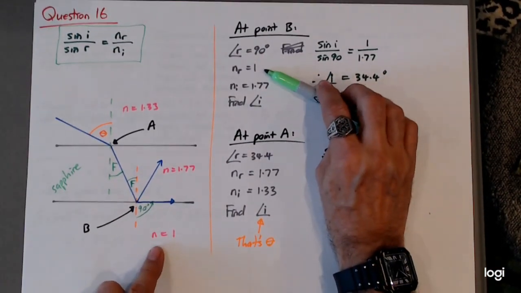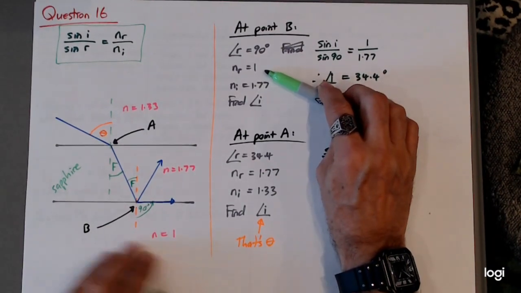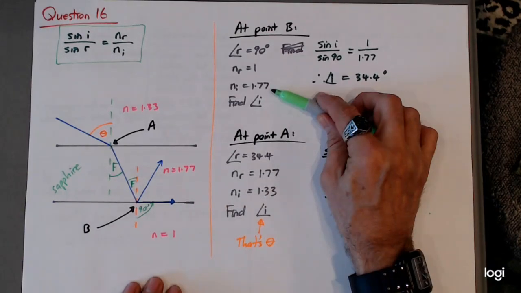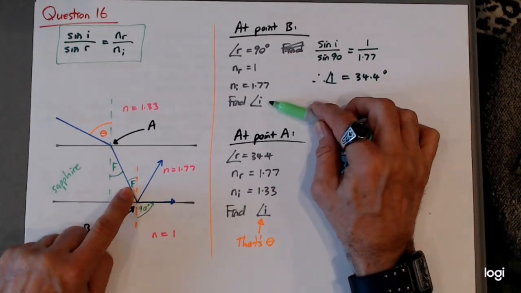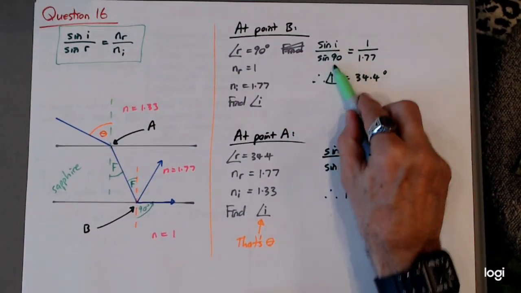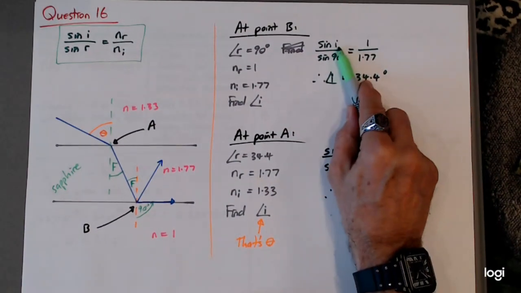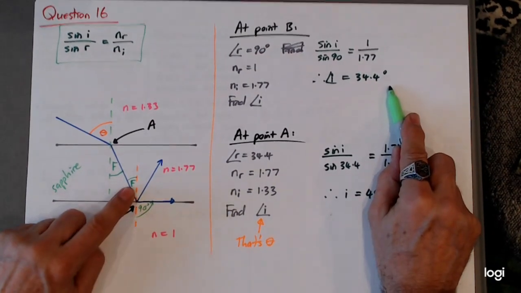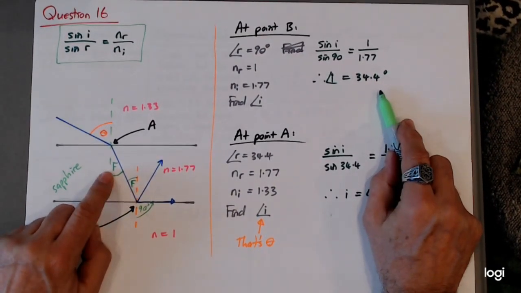Refractive index of the refracted side, the second side, is 1. Initial refractive index is 1.77. We've got to find that, and that'll be F. And then we're going to use it up here. So throw the numbers in, find F, find that there. That's 34.4 degrees. So that angle there is 34.4 degrees, and so is that one.